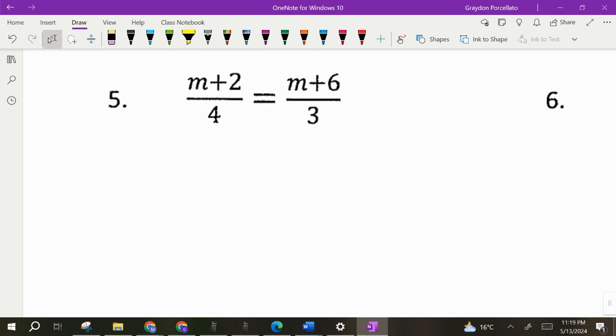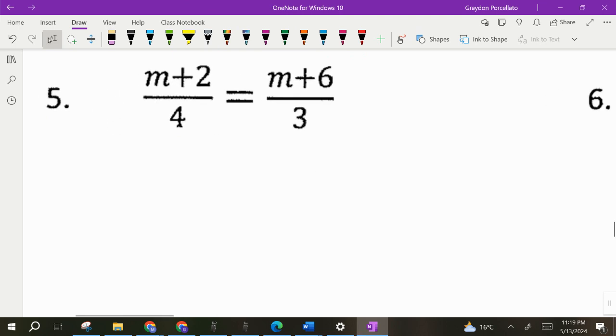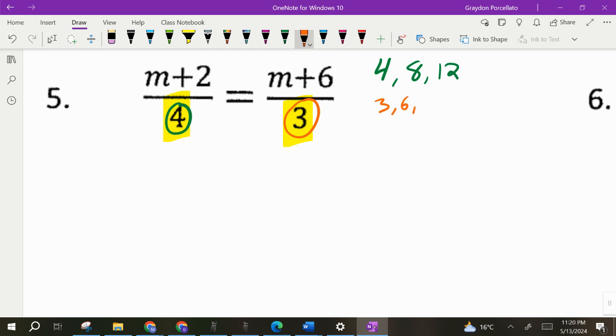Okay, so this one here, notice how in this one, our denominators are different. We have 2 denominators. So what I want to do here is figure out what is our lowest common denominator. Like I said earlier, I'm going to count by 4s: 4, 8, 12. Ooh, interesting. Let's count by 3s: 3, 6, 9, 12. Okay, 12 works.